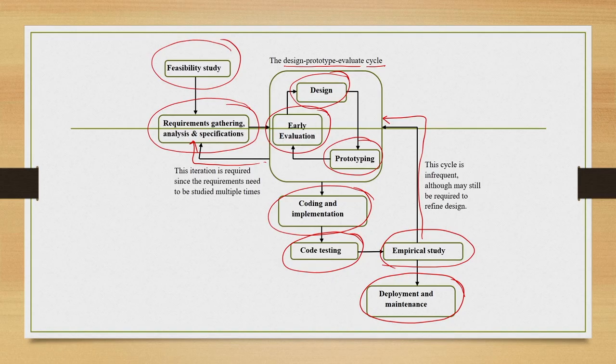Now, this cycle back from design prototype evaluate to the requirement gathering stage may be required based on the outcome of this evaluation, but it is expected to be not very frequent. Similarly, from empirical study, we may have to go back to the design prototype evaluate cycle, which again is expected to be infrequent, although it may still be required to refine our designs. So, the needs of building a usable software may be taken care of with the help of this type of life cycle model. Let us briefly have a look at different stages of the life cycle.